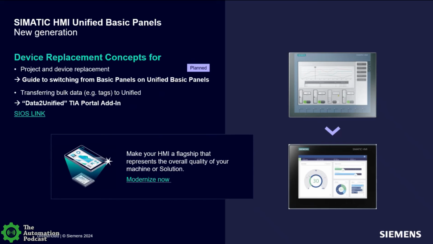But the core graphics and the core components will come through your tag list, your connection list, all those pieces will come through with the Data to Unified tool. I do recommend reaching out to your Siemens contact, your Siemens sales or engineer support. They can assist you and help guide you in this process if you're interested in moving forward with how to move your old projects into Unified Basic.